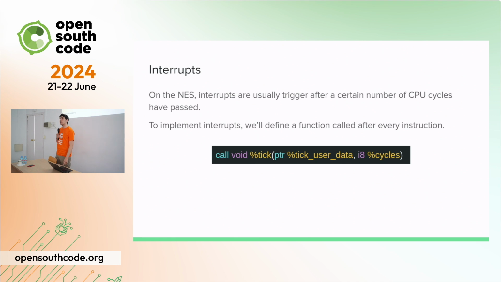Now, the way that interrupts work on the NES, they happen once every certain number of CPU cycles. So a quite simple and trivial way to implement this would be, every time we translate an instruction, to update a counter of the number of cycles that have passed, and whenever that counter reaches whatever number it needs to reach, we simulate a CPU interrupt.